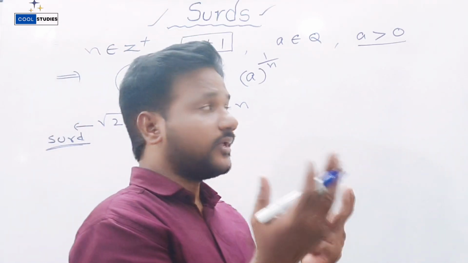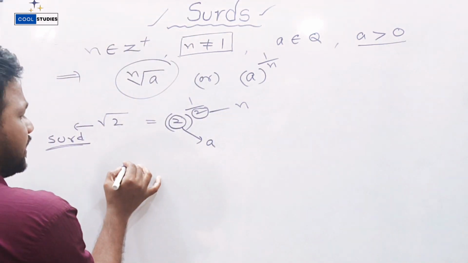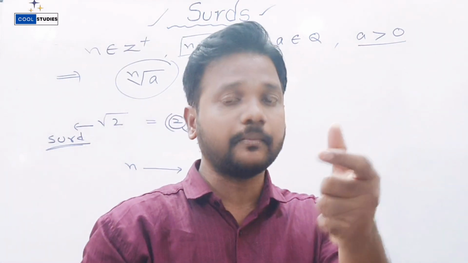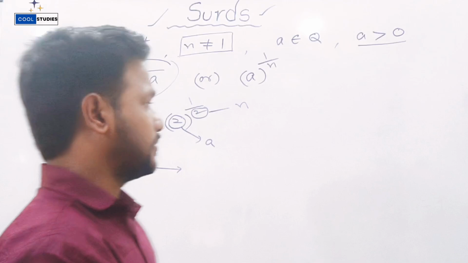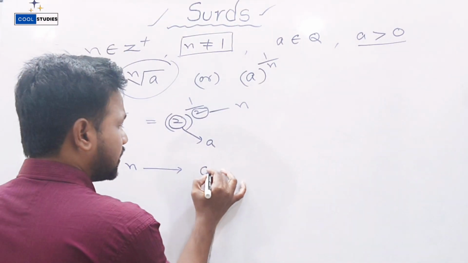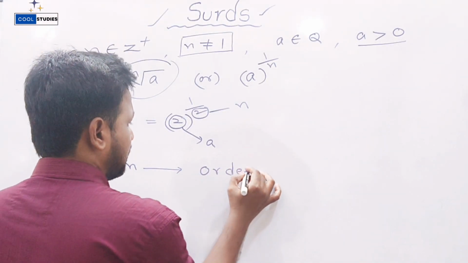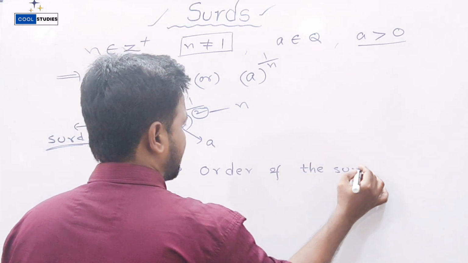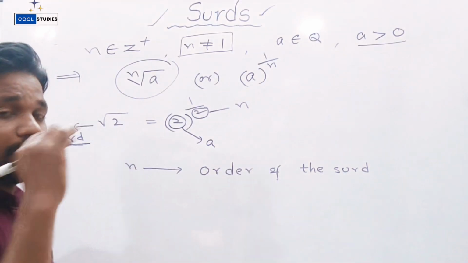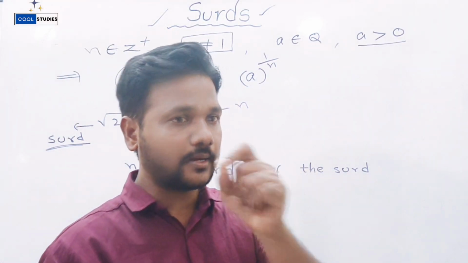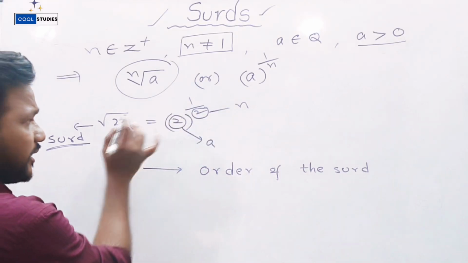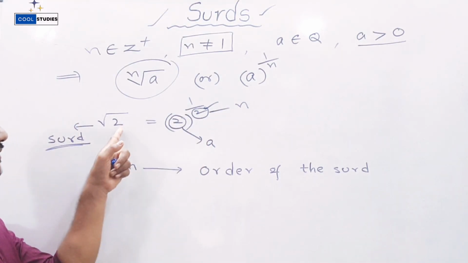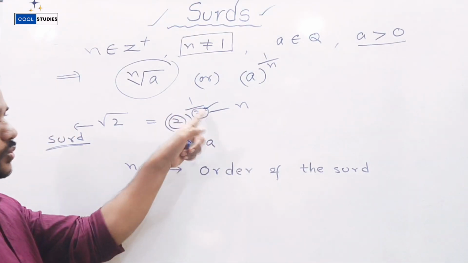Then what do we call n here? ఈ surd లో n ని ఏం పిలవాలి? n means the order of the surd. n ని మనం surd యొక్క ఆర్డర్ అంటాం. If we observe this example, what is the order of the surd here? 2. In this case, the order of the surd is 2.